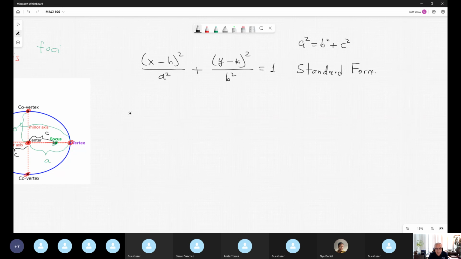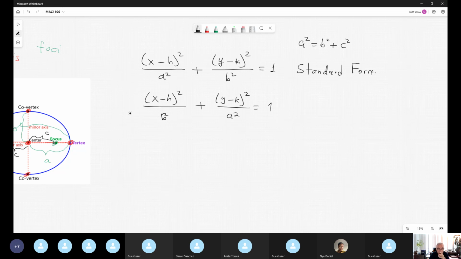Now we have another equation. It's very, very similar, except I want to change something. (x minus h) squared over b squared, sorry, plus (y minus k) squared over a squared equals 1. You see, it's the same, professor? No, I changed something. I changed the A position; it is associated with the Y.